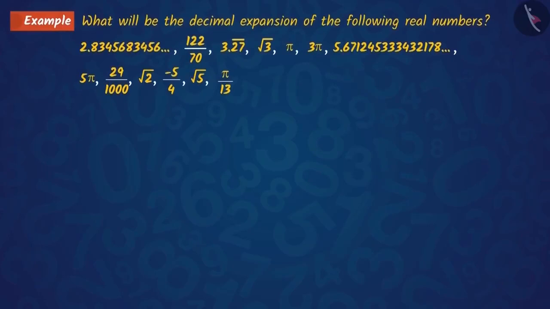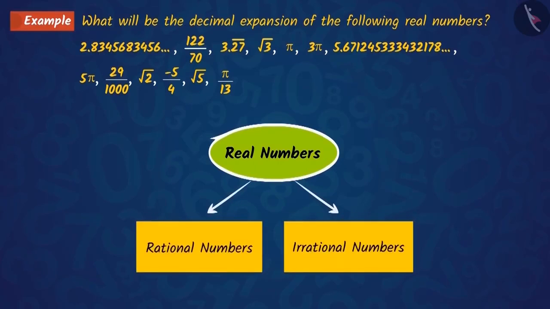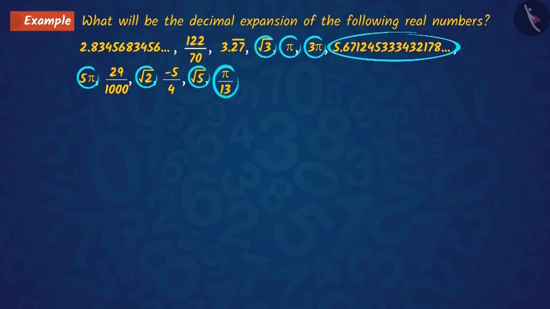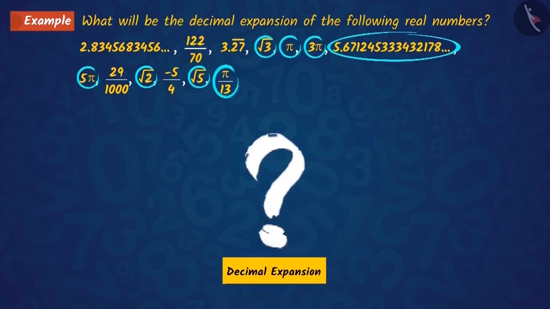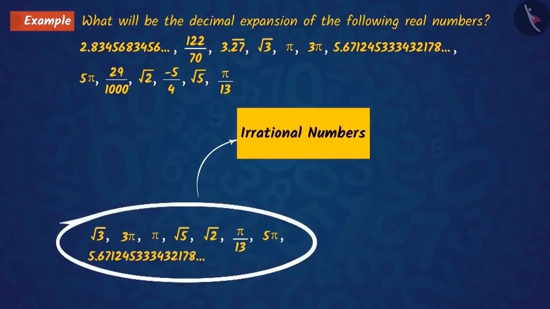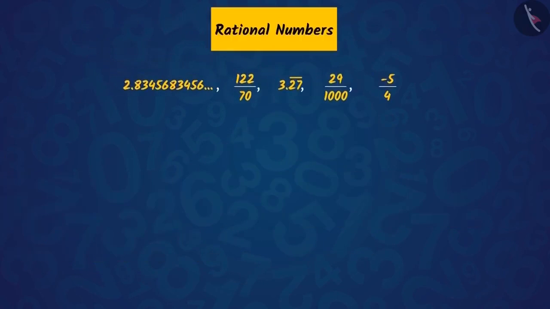So come on, let's discuss these real numbers. What can you tell about these numbers by looking at them? These are all real numbers, and real numbers are a set of rational and irrational numbers. So first, we look at these irrational numbers. Can you guess what their decimal expansions would be like? We know that the decimal expansion of all irrational numbers is non-terminating, non-repeating. Now, let's move to rational numbers.